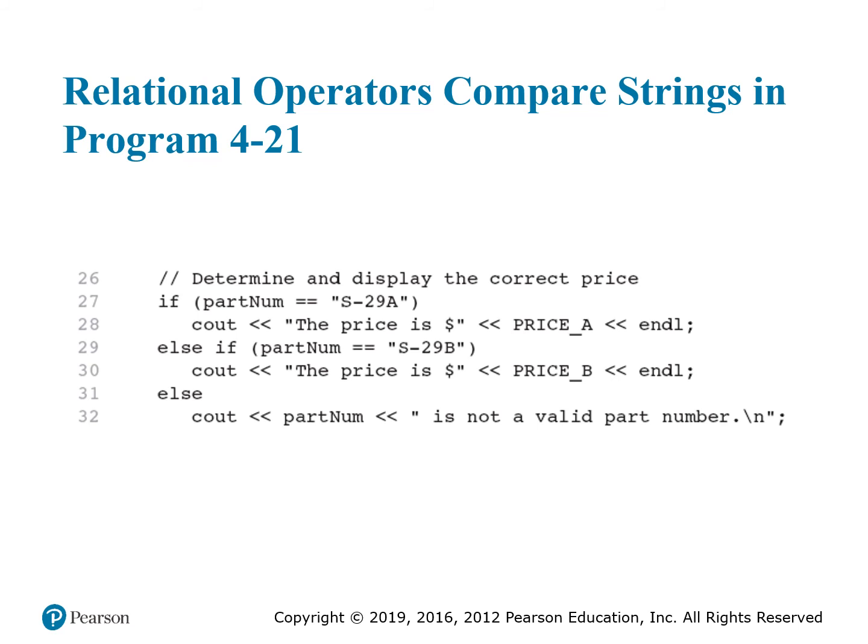This one is comparing 2 part numbers. If part num equals a particular string, then if that's true, we output a particular price. Else, if part num matches another particular string, we output a price. Else, apparently our company only has 2 parts, because if we don't have S29A or S29B, it's not a valid part number.